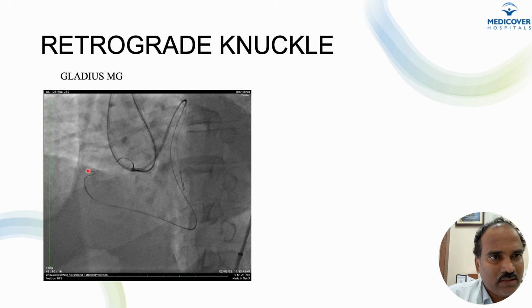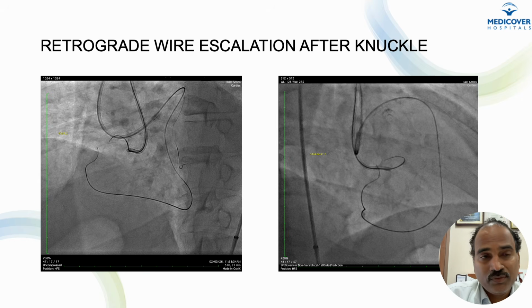So I just did a knuckle retrograde, you can see here, with the Gladius MG wire to go just subintimal across the distal cap. Once that is done, it disturbs the distal cap, and we can come back and go with wire escalation again to further traverse the CTO segment. So that's what I did. I removed the knuckle and then went back to the Gaia Next and advanced. Now you can see Gaia Next advanced into the CTO segment.